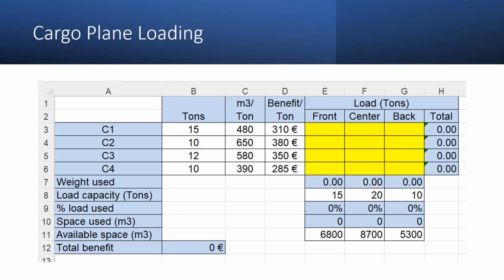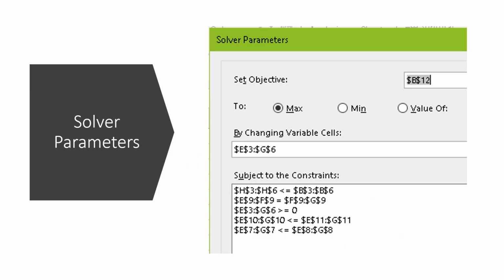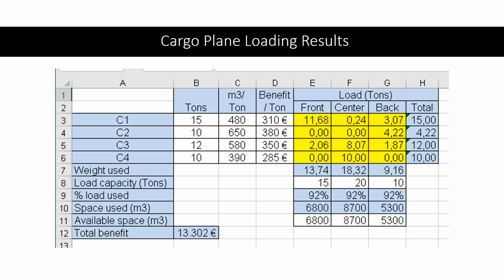You can check the formulas already in the blue cells. Constraints are available cargoes, compartment capacities, maximum compartment loads, compartment load balancing. We run Solver to get the optimal solution which meets all constraints.